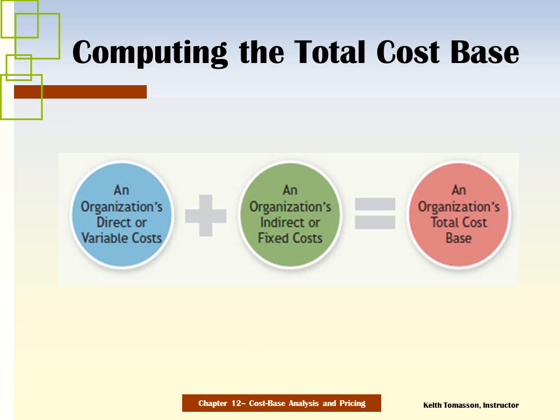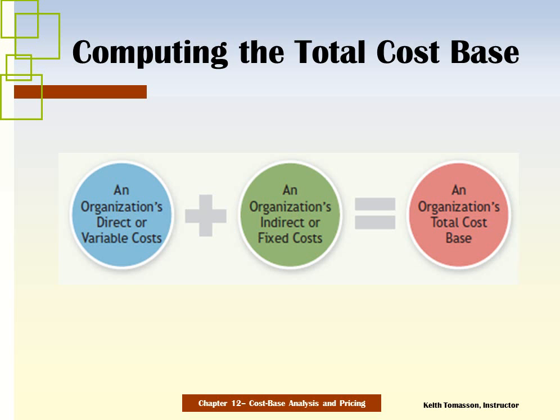So as we said, the total cost base of the organization is a combination of the direct or variable costs plus the indirect or fixed costs in our organization, which will tell us the total cost base of producing a good or a service.